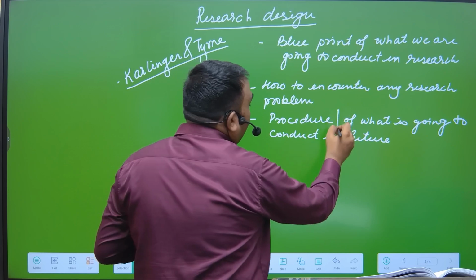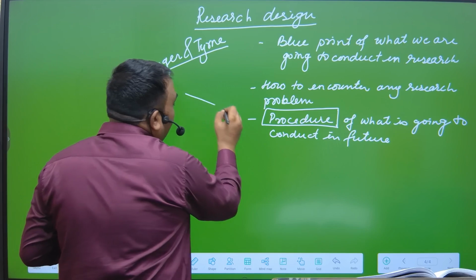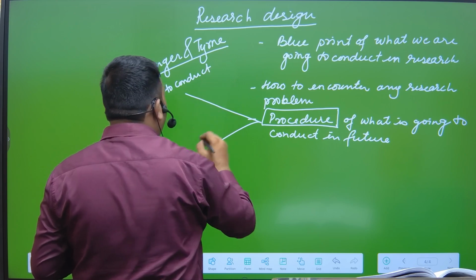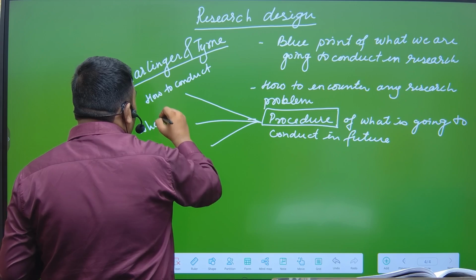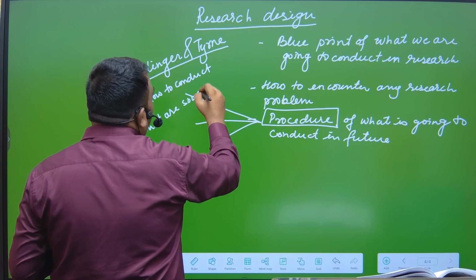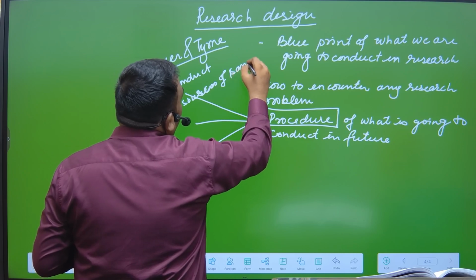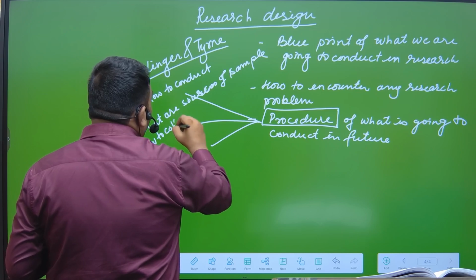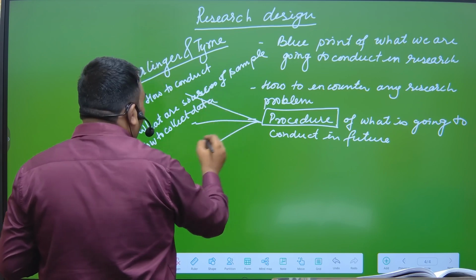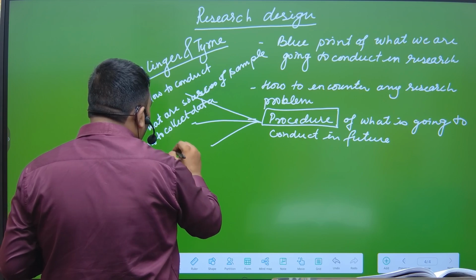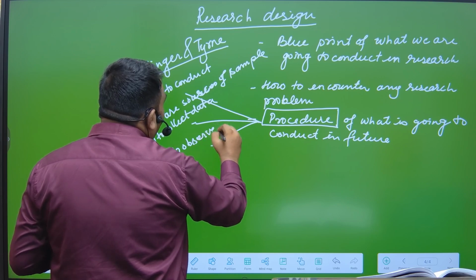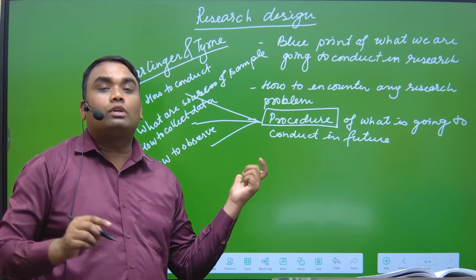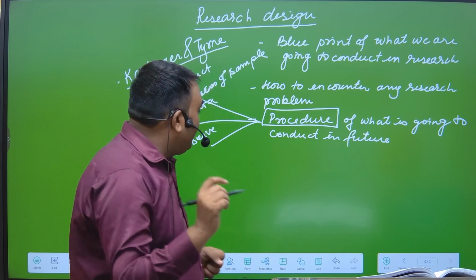So initially it is written: detailed procedures. As I mentioned, one word, detailed procedure. Procedure of how to conduct research, right? What the sources of sample will be, and how to collect data, and how to observe, etc. All these things are decided by the researcher before conducting any research.